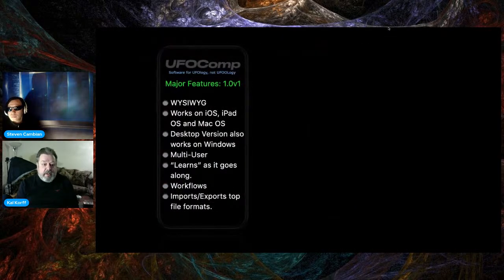Other stuff here, okay? It has WYSIWYG. What you see is what you get. No surprises. Works on iOS, iPadOS, and macOS. The desktop version works on Windows, okay? It's multi-user. It learns as it goes along, so you don't have to keep typing the same stuff in all the time. By the way, Cal, I'll volunteer to try, if I get a copy, to see if I can get it to work in Linux with Wine, the emulation layer for Windows. I think it'll probably work.